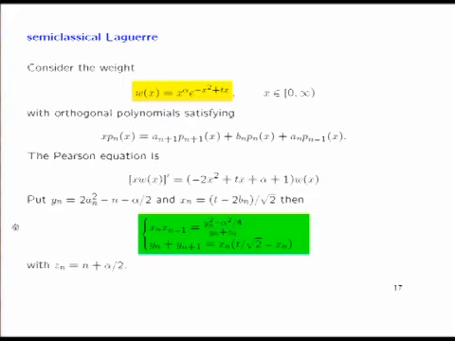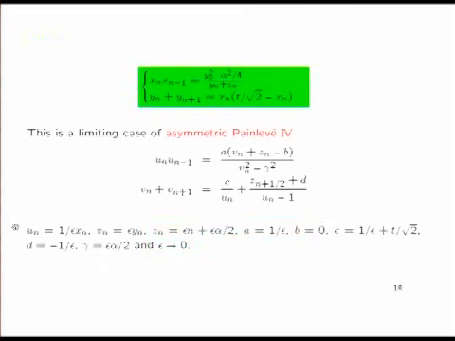Okay? And if you do the compatibility between recurrence relation and structure relation, you find that if I call the a_n after this transformation y_n, and if I call the b_n after this transformation x_n, you come up with this system of equations for the x_n and the y_n. And this is, let's see, asymmetric Painlevé 4. Okay? And that's interesting. So we now found some discrete Painlevé equations for this generalized Laguerre.